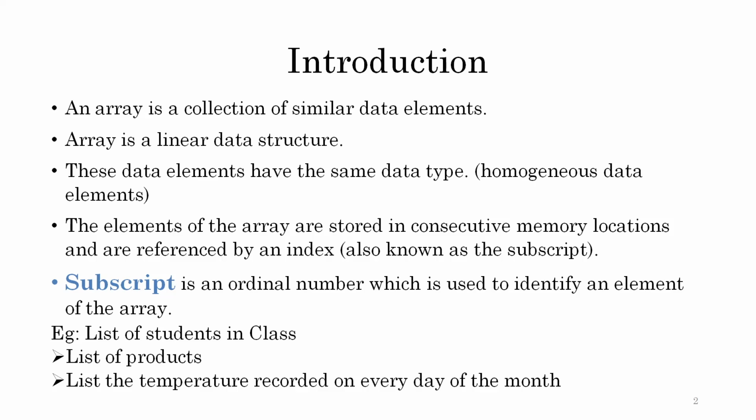What is meant by index? Each element is referred by the array index, that is a subscript, which is an ordinal number used to identify the element of an array. For example, take a list of students in a class. Each student may be identified by their roll number. A list of products, or a list of temperatures recorded on every day of the month, are examples of an array.